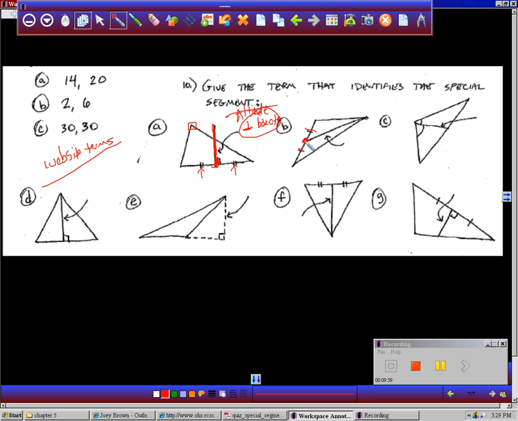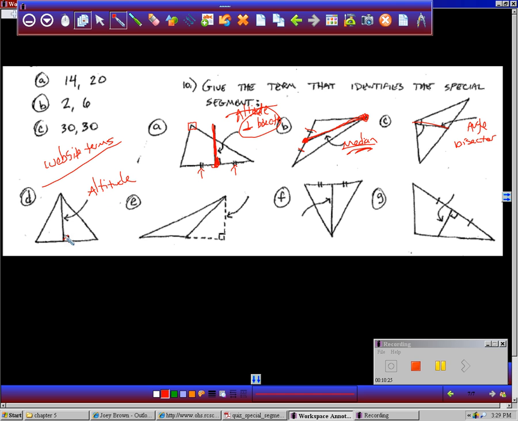This point right here is the midpoint. It goes through the opposite vertex. Connection of the midpoint to the opposite vertex makes it a median. Median. Go watch the podcast. Angle bisector. There is an entire podcast devoted to special segments of triangles.